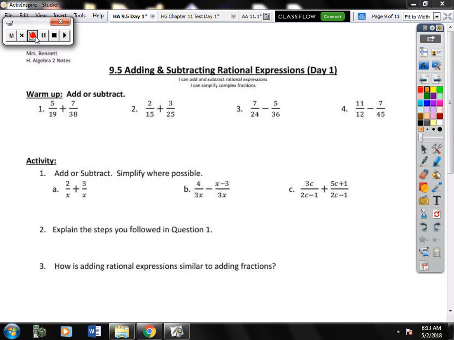The reason that adding and subtracting are more difficult is that you need a common denominator. So I put 4 warm-up questions for you on the paper. Remember that you cannot just add the numerators and the denominators. You need to find a common denominator and then complete your addition or subtraction.